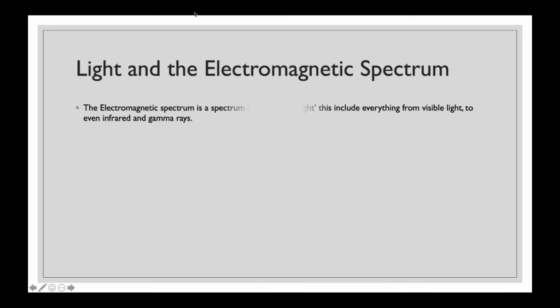The light and the electromagnetic spectrum. The electromagnetic spectrum is a spectrum of all kinds of light. This includes anything from visible light to even infrared and gamma rays.